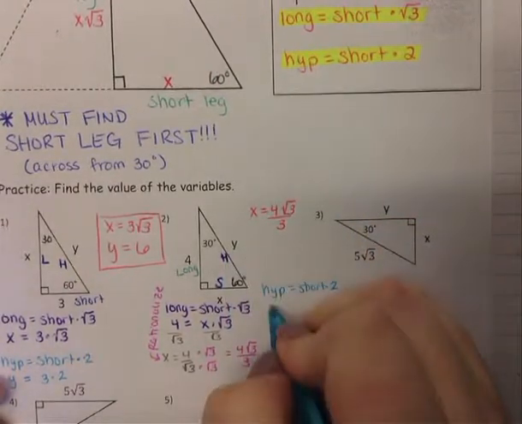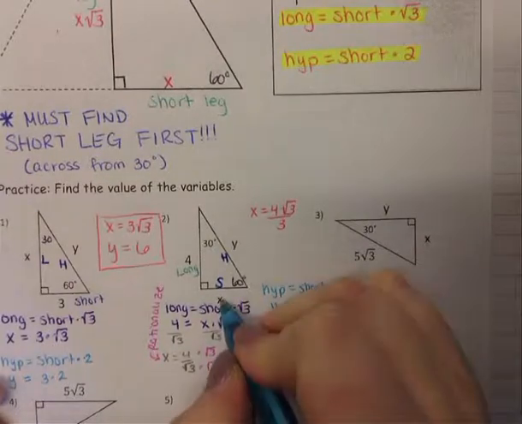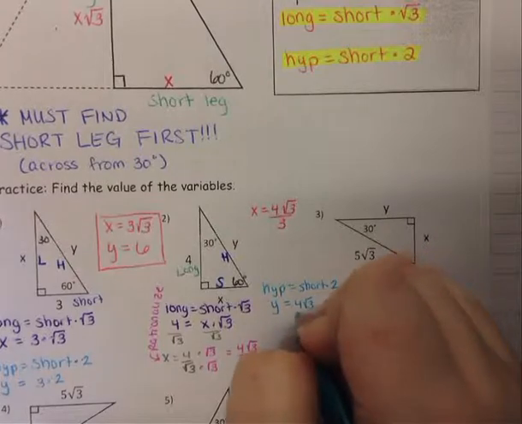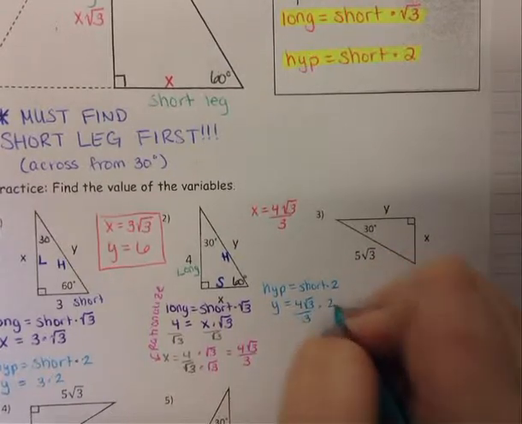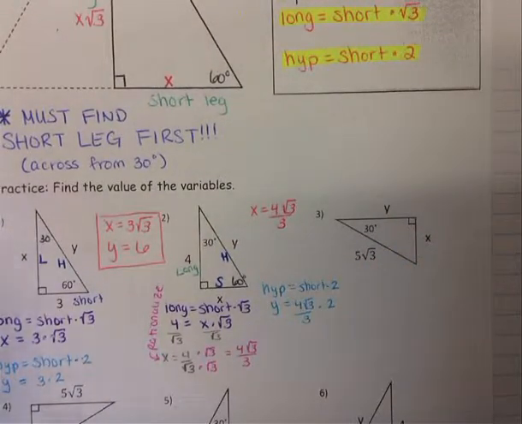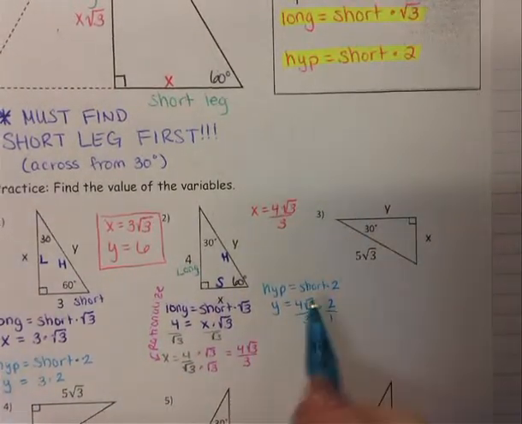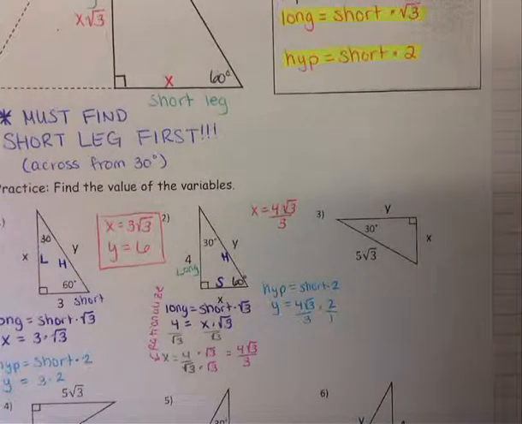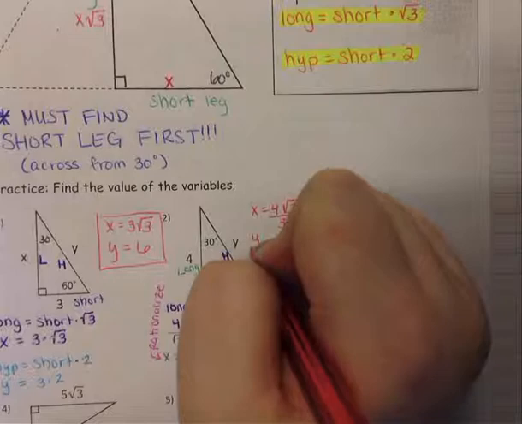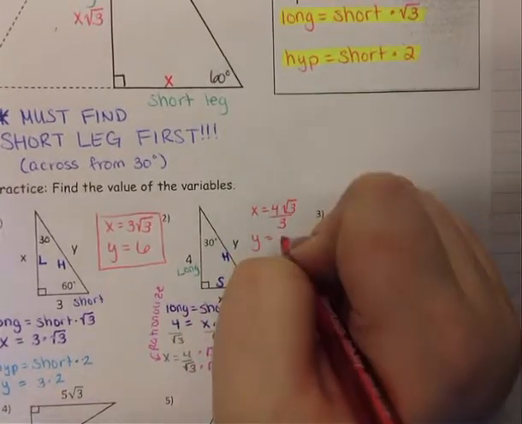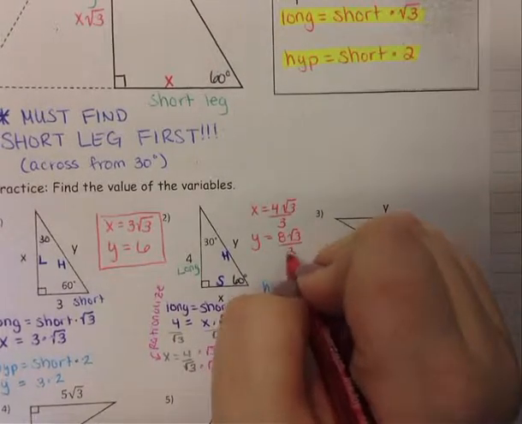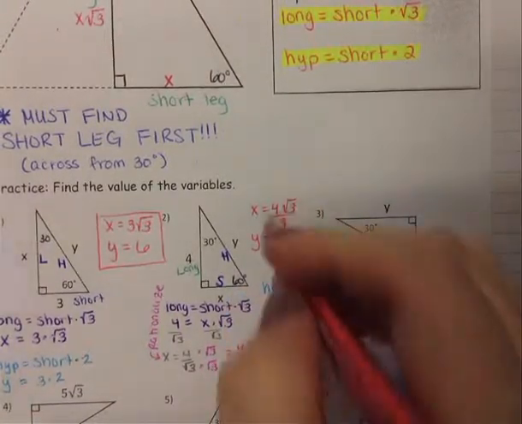Our hypotenuse is y. Our short was x, which we found as 4 square root 3 over 3. We're going to multiply this by 2. Now when we multiply this by 2, please remember that this is really a 2 over 1, so you're only multiplying numerator to numerator and denominator to denominator. So y will equal 8 square root of 3 over still just 3. And these are our values.